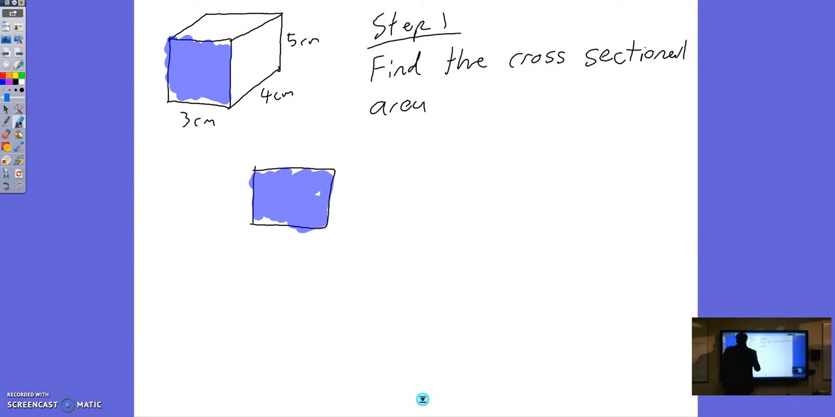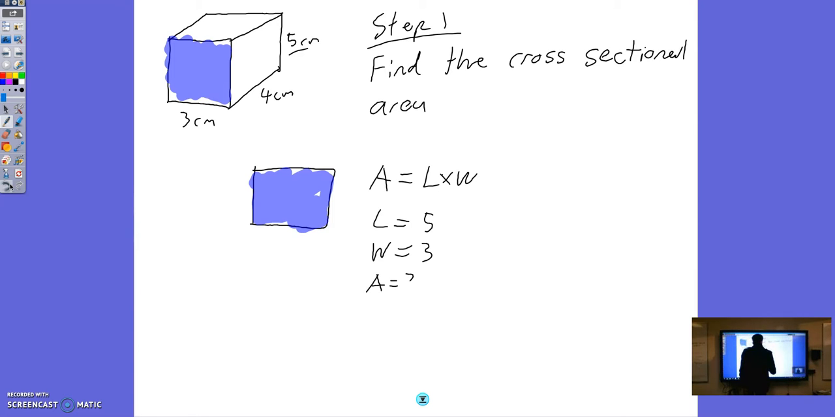So the first thing we need to do is find the area of that square. Now, the area, or rather this rectangle, the area of this rectangle we will find by doing length times width. Apologies, length is the longer side. Length is 5, and the width is 3, which makes the area 3 times 5, 15 centimeters squared. Now we have the cross-sectional area.